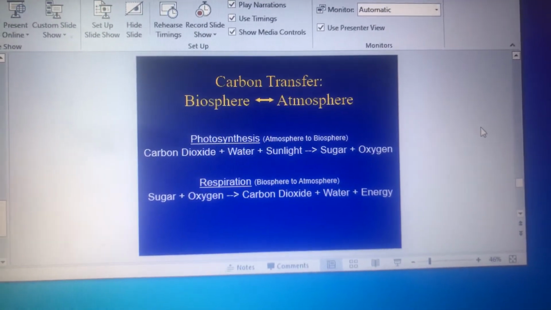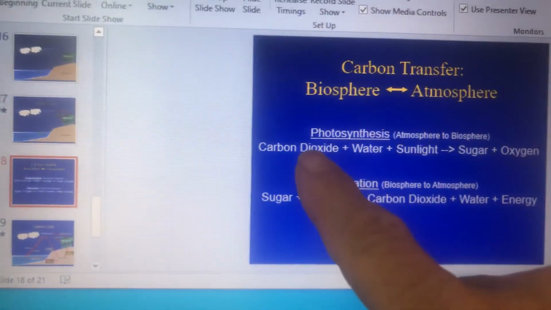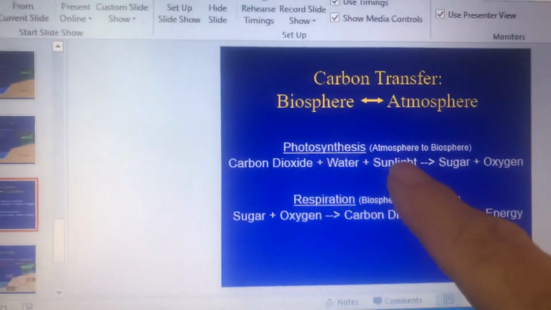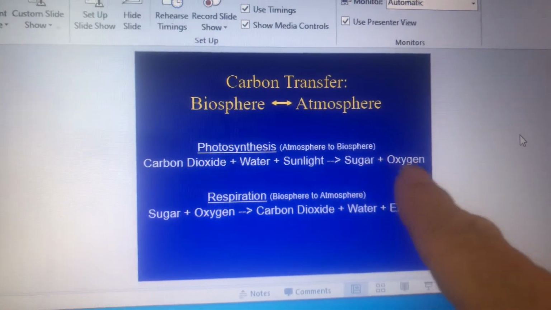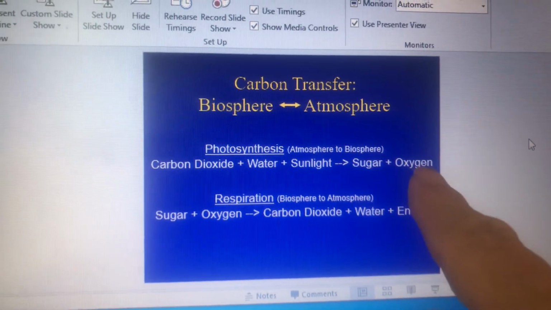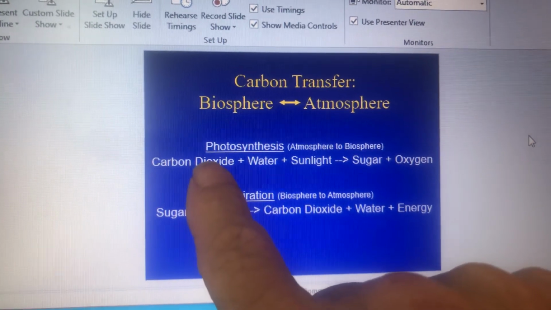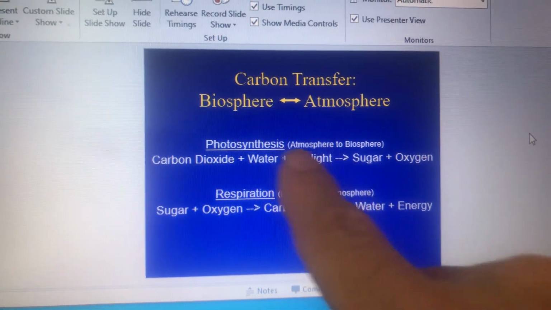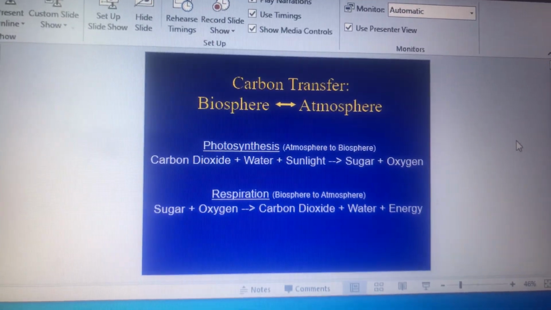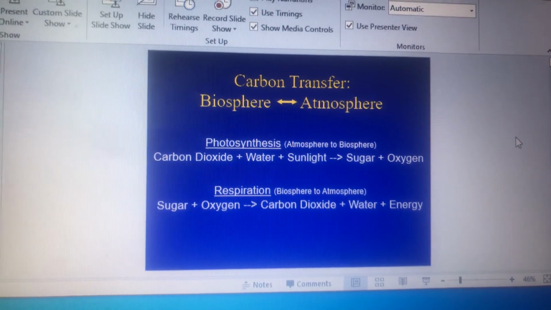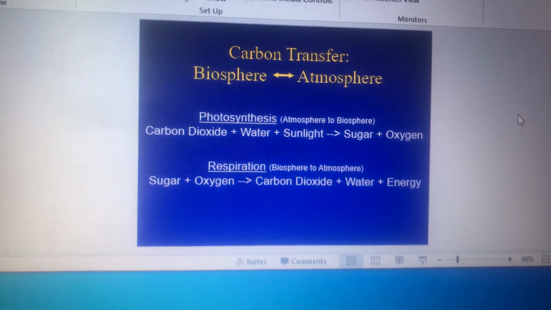Here's carbon transfer. Look at this: photosynthesis. Carbon dioxide, okay, and water and sunlight make up sugar and oxygen. Sugar and oxygen. Oh my gosh. So oxygen is replenished in our atmosphere by carbon dioxide in combination with water and sunlight through the process of photosynthesis. And photosynthesis is what plants do to create their living organism, and it creates sugar.